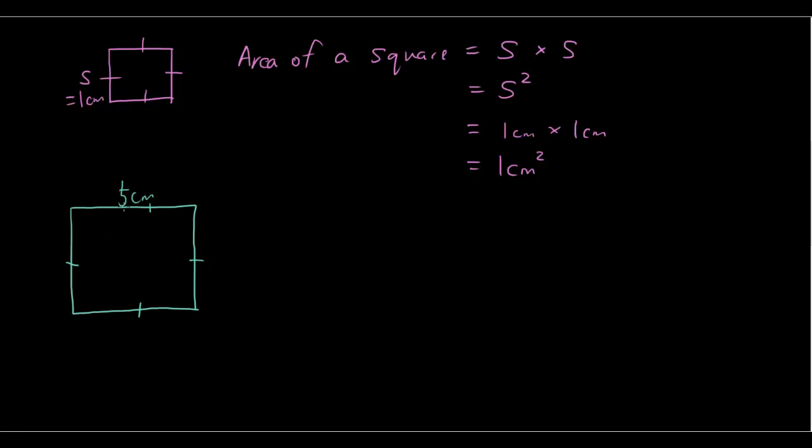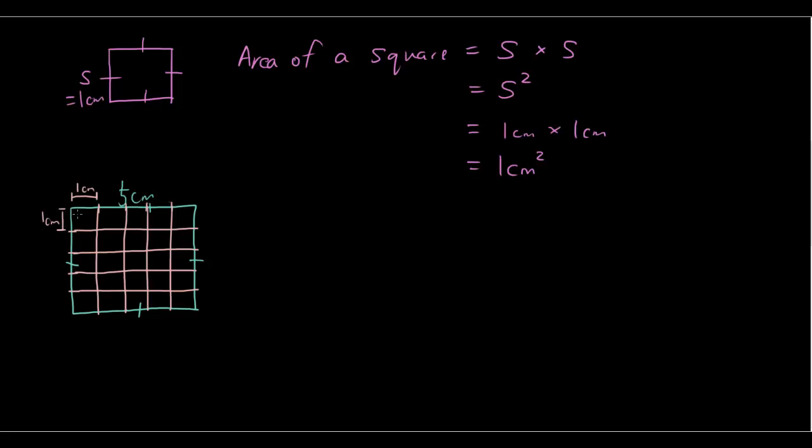So for example, with this shape here, it's 5 centimeters on each side. Now if I divide this shape up into 1 centimeter squares, you can see that I've divided this shape up into little 1 centimeter squares where each square has 1 centimeter on each side. So the area of each one is 1 centimeter squared. Now how many of these little squares are in there? 1, 2, 3, 4, 5, 6, 7, 8, 9, 10. If you counted them all up, it would be 25 of these little squares.